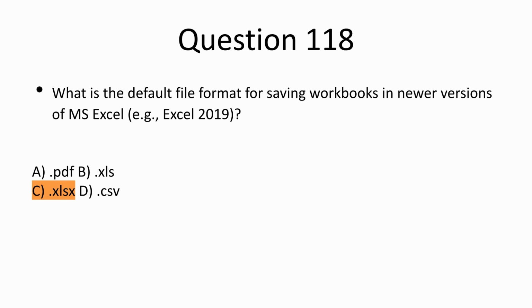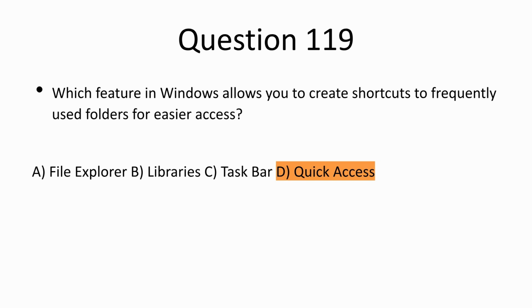Question 118. What is the default file format for saving workbooks in newer versions of MS Excel? The default file format is C. XLSX. Finally, question 119. Which feature in Windows allows you to create shortcuts to frequently used folders for easier access? The feature is D. Quick Access.